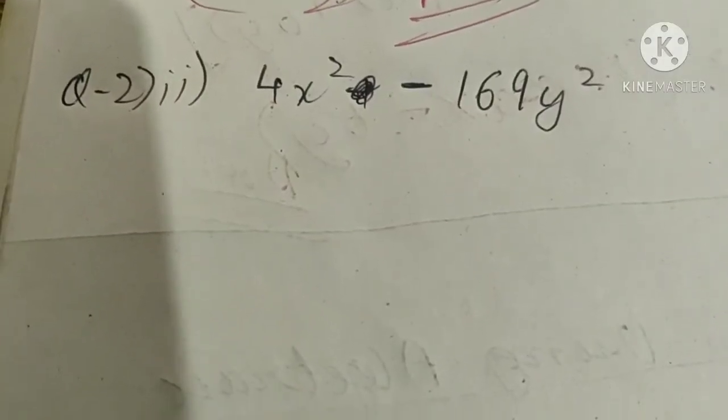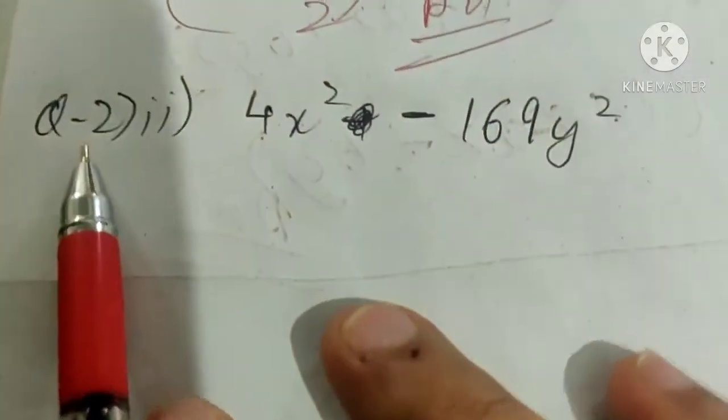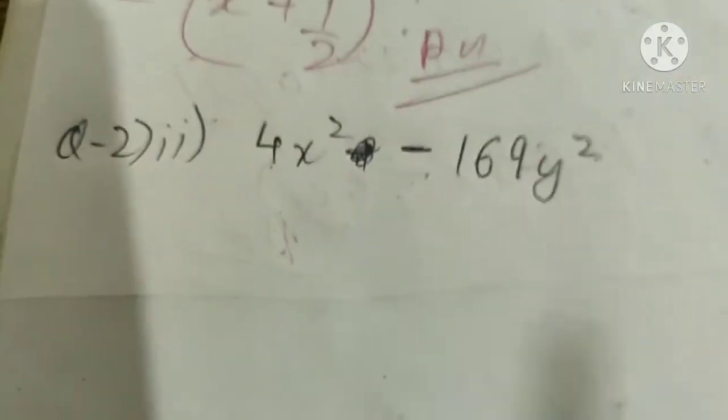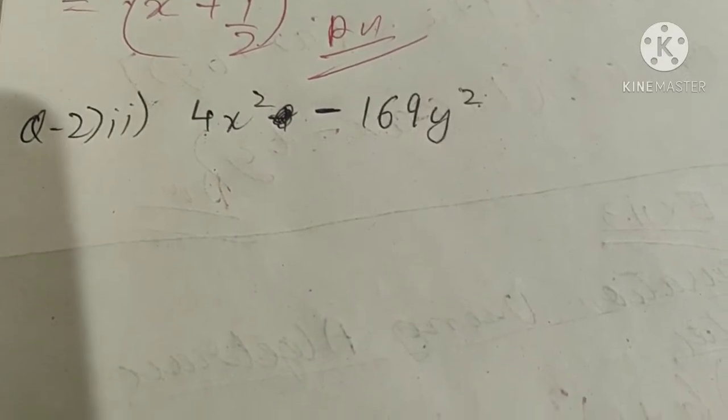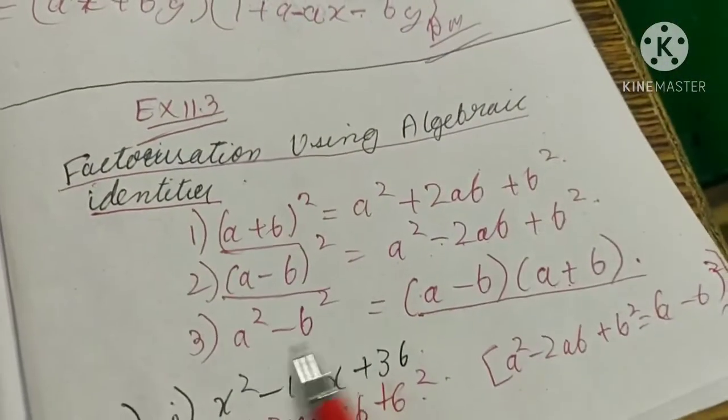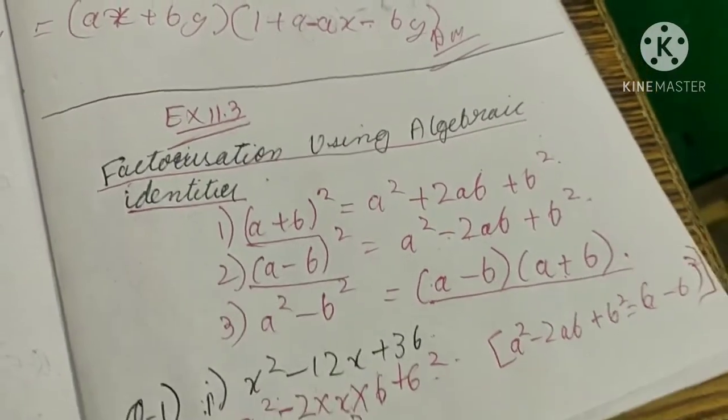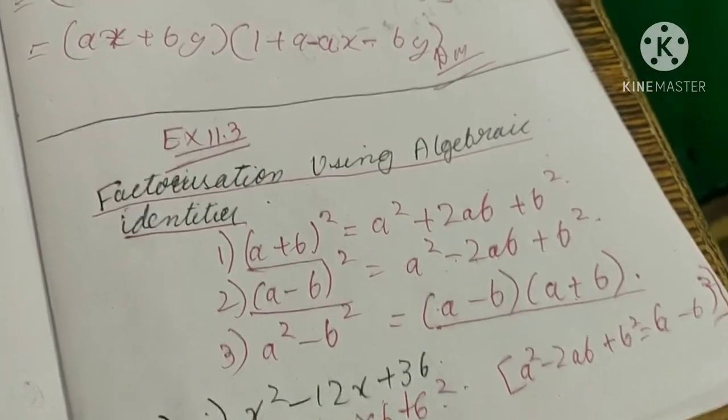So our next question here is the second part, that says 4x square minus 169y square. If we check, there are 2 terms only. So in which identity were 2 terms used? In the third identity, that is a square minus b square. So are the terms in subtraction or not?